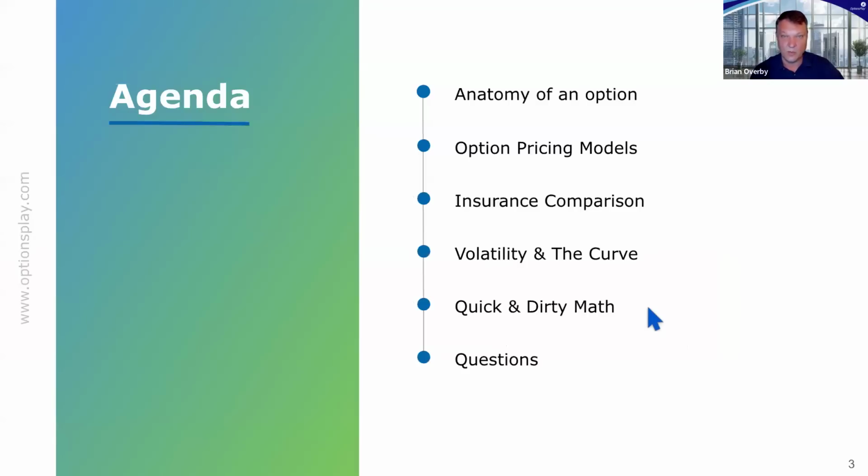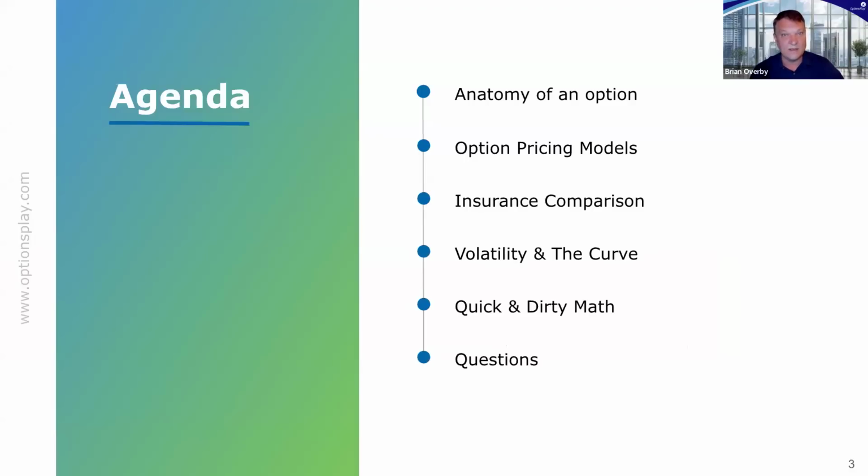Here's our agenda. We're going to start with fairly basic, talking about the anatomy of an option contract. Then we're going to get into option pricing models, and we're talking about the variables inside the option pricing models. We'll do a comparison. There's a lot of synergies between the insurance marketplace and the options trading world, so we'll talk a little bit about that.